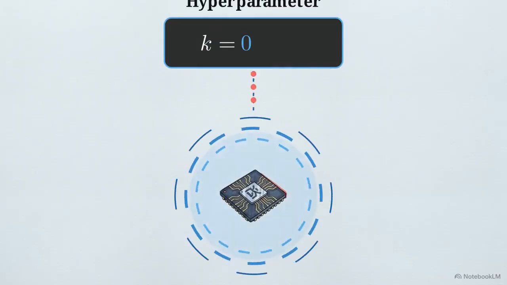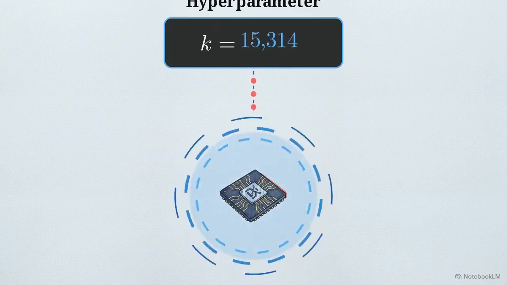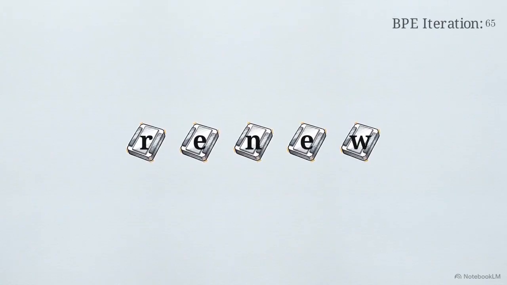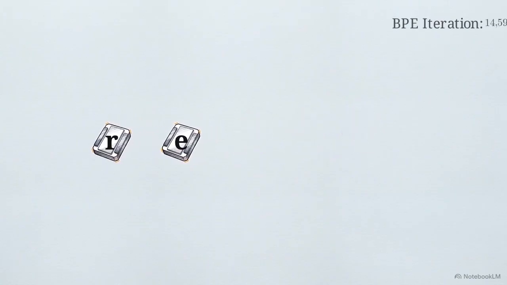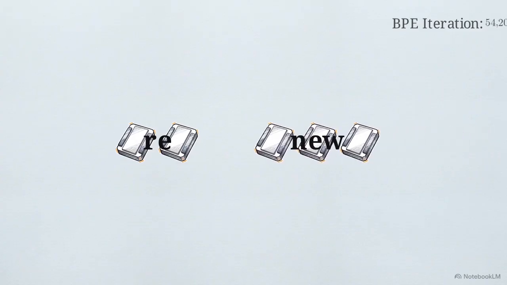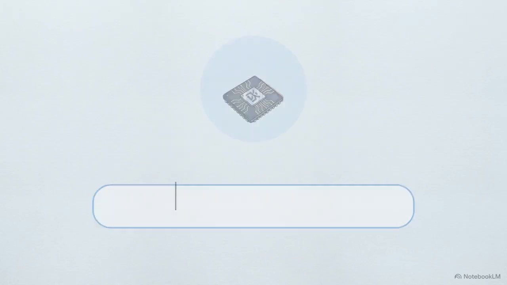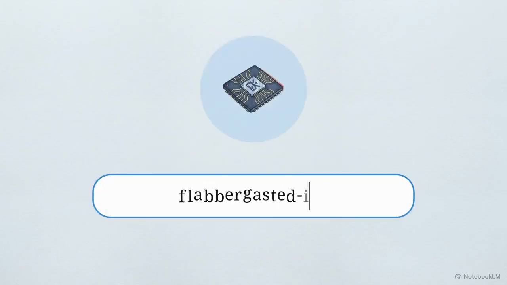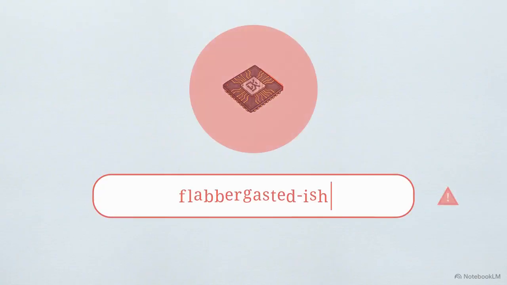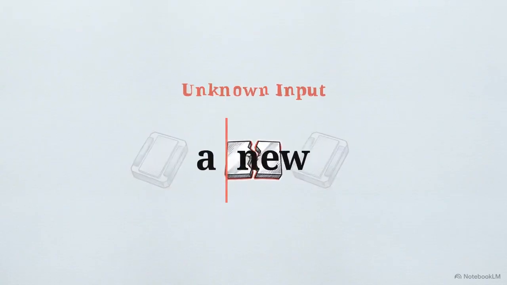In real large language models, this process is repeated k times, where k is a set hyperparameter, usually reaching into the tens of thousands. Scaling this process allows the model to naturally discover linguistic affixes. Over thousands of passes, the algorithm learns that R and E merge into RE, which frequently attaches to new to form renew. This creates a critical failsafe when the model encounters a word it hasn't seen before, such as anew. Rather than failing, the model falls back on its learned vocabulary of pieces.